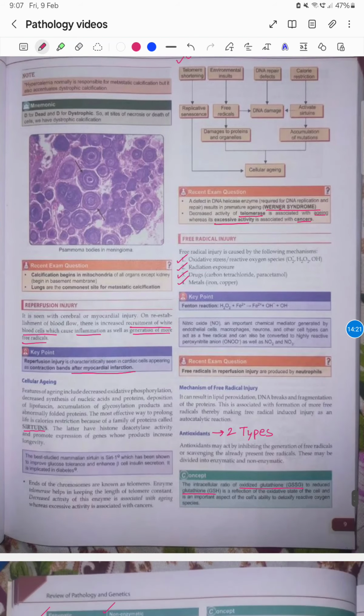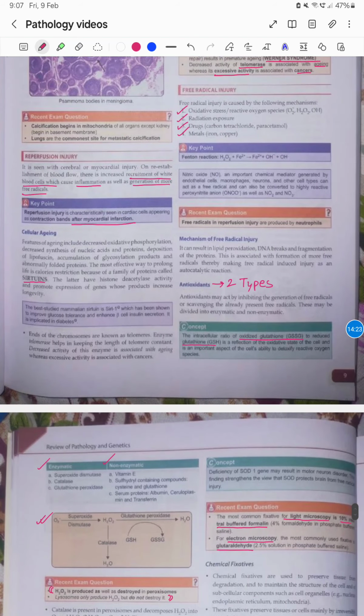Next is reperfusion injury. After the ischemia, when the perfusion is restored, more recruitment of white blood cells to that region causes inflammation and generation of more free radicals. That is seen in myocardial infarction and leads to aging.